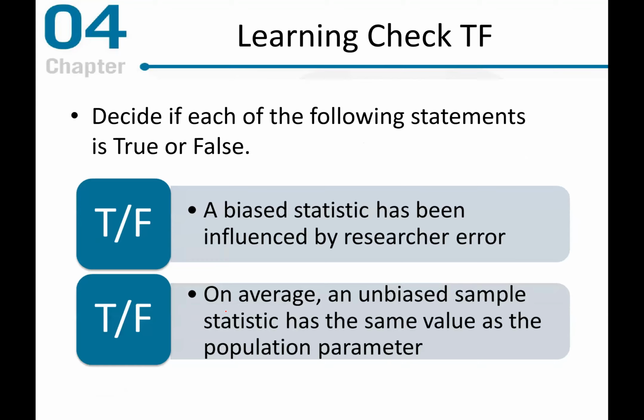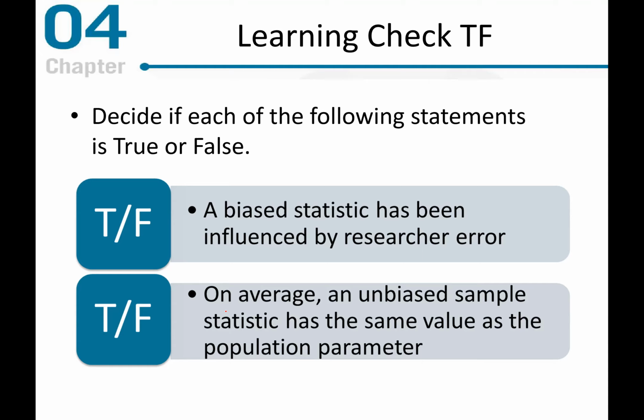All right, so the next one is a true or false. Decide true or false: a biased statistic has been influenced by researcher error. Well, that's going to be false. Bias refers to the systematic effect of using sample data to estimate a population parameter.